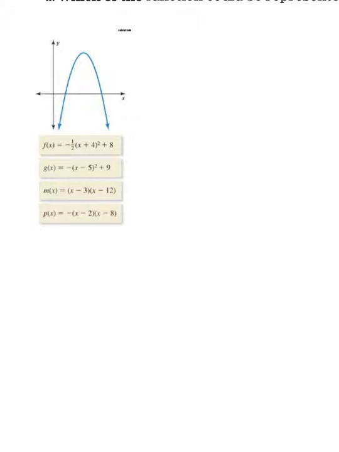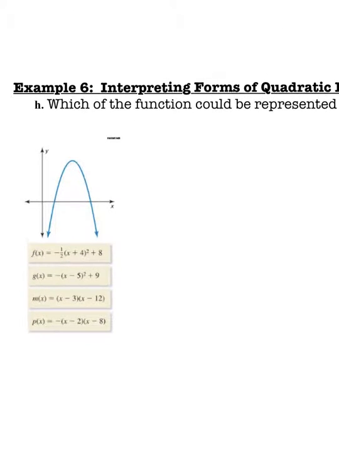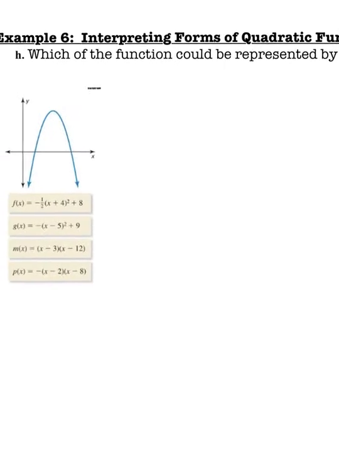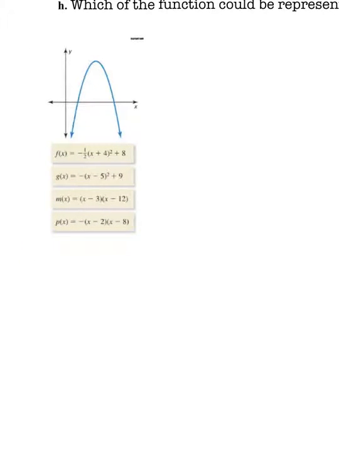Okay, the last example, example 6, asks, which of the functions could be represented by the graph and explain? So we need to just go through our rules here. So the first thing, let's look at the function f of x equals negative 1/2 (x plus 4) squared plus 8.